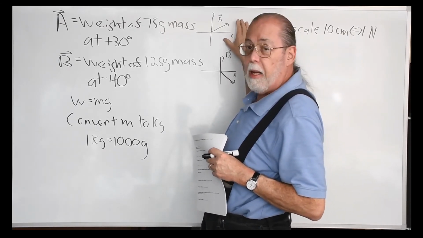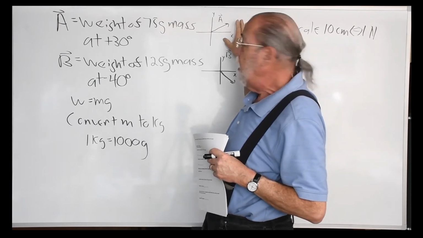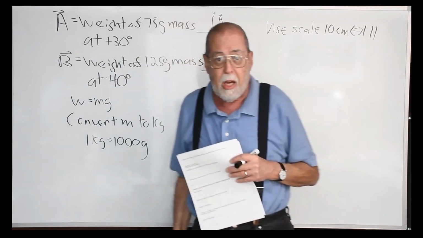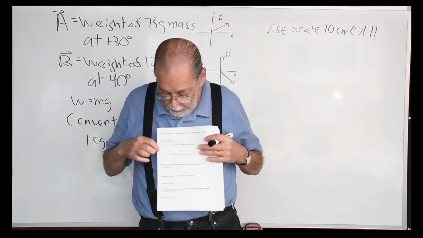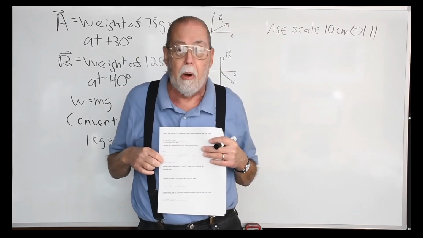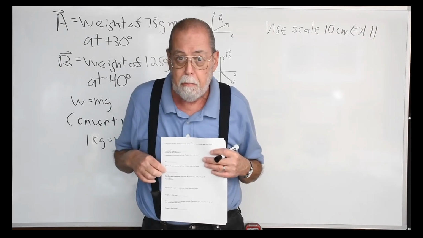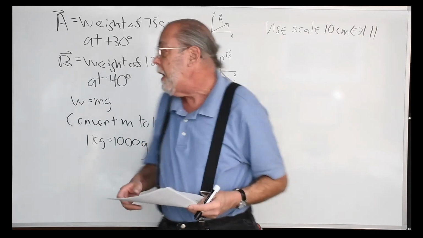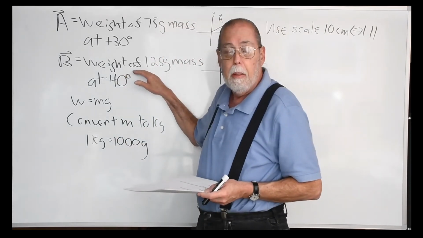Again, both of these are plus, so there's no trouble there. But don't switch the x and y components. One goes with cosine, one goes with sine. I leave it to you to work that out. So you calculate the x and y components in newtons. Then you repeat all of that for vector B.